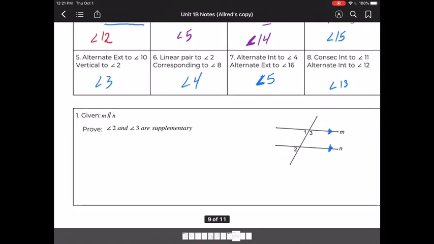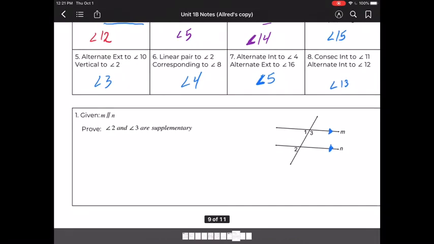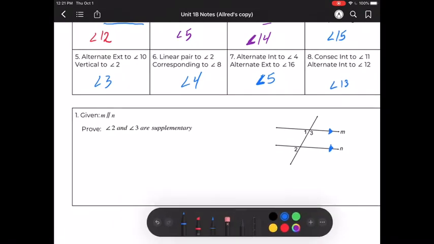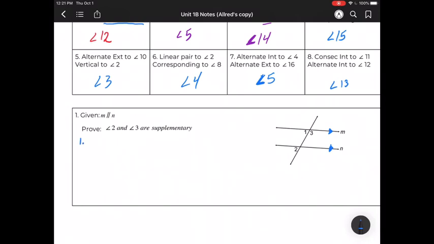So on number 1, we are given that M is parallel to N. So we're going to go ahead and start our proof with our given information. M is parallel to N. That's the only given I have. And what we want to do is look at what we're trying to prove and look at the information given in the picture and try and connect those two ideas. So we're supposed to prove that angles 2 and 3 are supplementary.